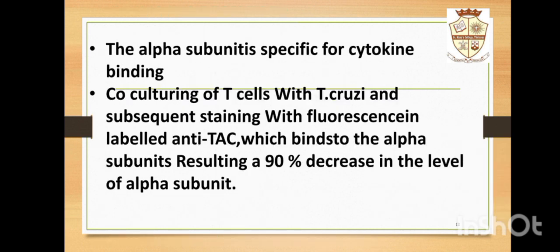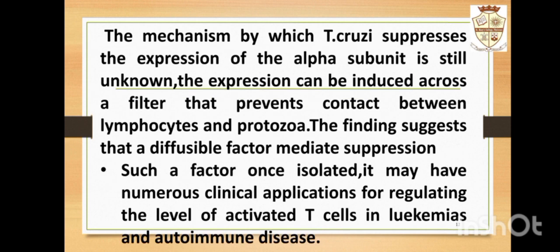The alpha subunit is specific for cytokine binding. Co-culturing of T cells with Trypanosoma cruzi and subsequent staining with a fluorescein-labeled anti-Tac antibody, which binds to the alpha subunit, resulted in a 90% decrease in the level of alpha subunit. The mechanism by which Trypanosoma cruzi suppresses the expression of the alpha subunit is still unknown. The expression can be induced across a filter that prevents contact between lymphocytes and protozoa. The findings suggest that a diffusible factor mediates suppression.